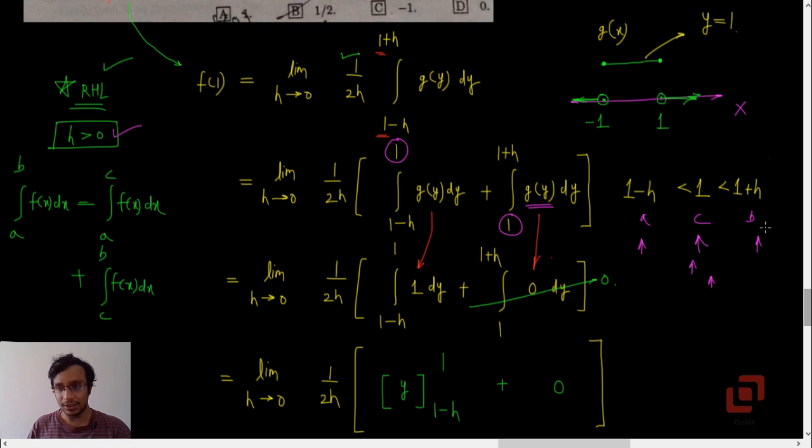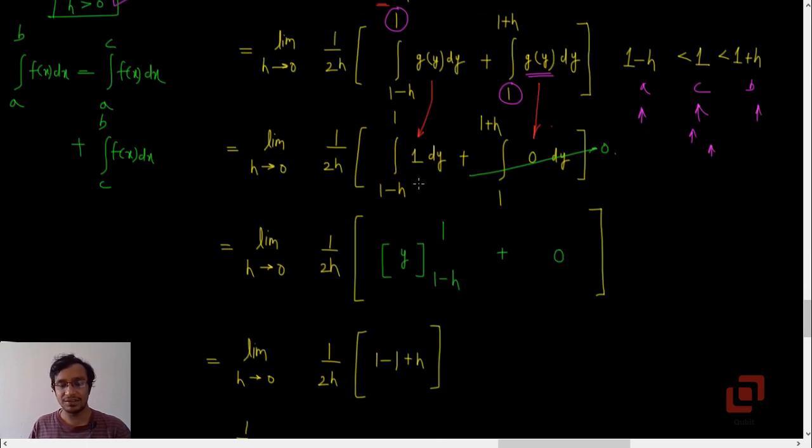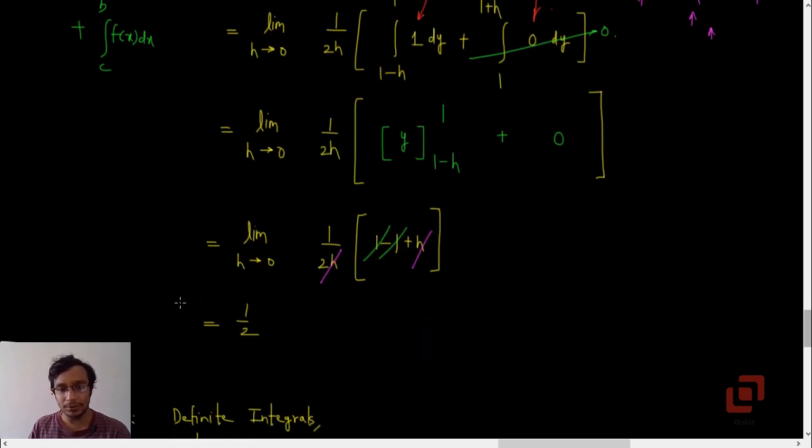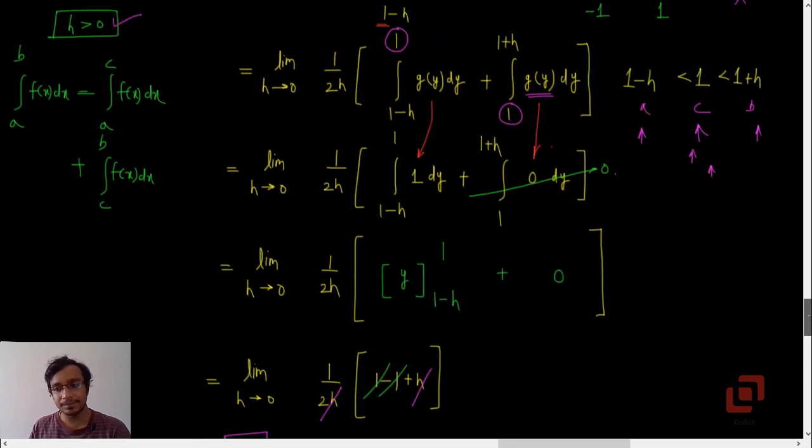Then let's go to the first integral. How can we simplify this? The integral of 1 with respect to y will be y. Here y is the variable of integration, which is a dummy variable, as you might know in the definite integral. So the integral of 1 is y, put the limits 1 and 1 minus h. That will give you 1 minus bracket 1 minus h, or essentially h. h will get cancelled now. So you will be left with the limit as h tends to 0 of 1 upon 2, which is 1 upon 2.